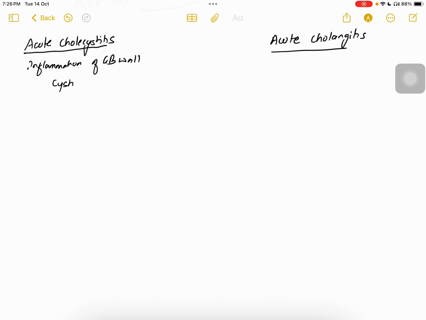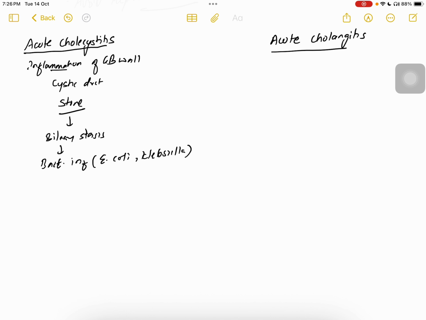of our cystic duct. That can be due to a stone or other causes, which cause biliary stasis, and due to which there is bacterial infection, usually due to E. coli or Klebsiella. So acute cholecystitis is basically inflammation of the GB wall due to cystic duct obstruction by a stone, which causes biliary stasis and bacterial infection.